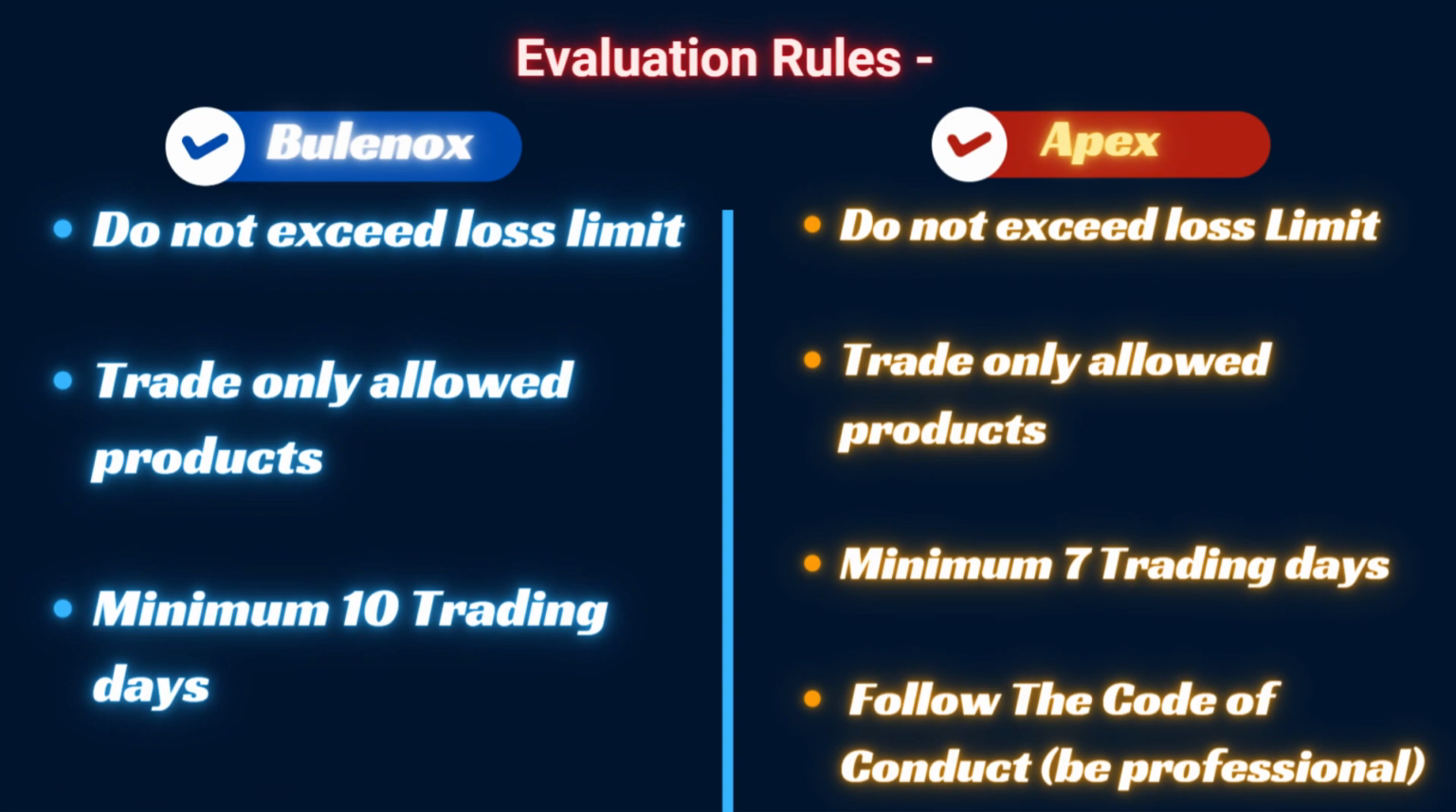Alright, so we're going to start off with the evaluation rules. Bulenox and Apex have very similar evaluation rules. The only real difference is minimum 7 trading days for Apex, and Bulenox is 10 days. But let's go through them. Do not exceed the loss limit, trade only permitted products, and that's it. And then Apex has the follow the code of conduct.